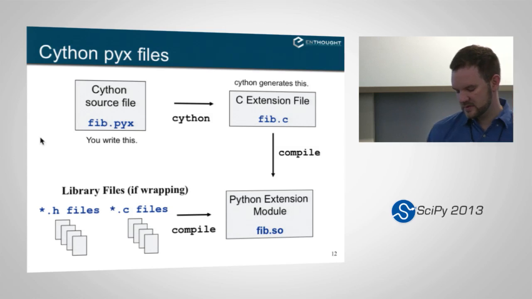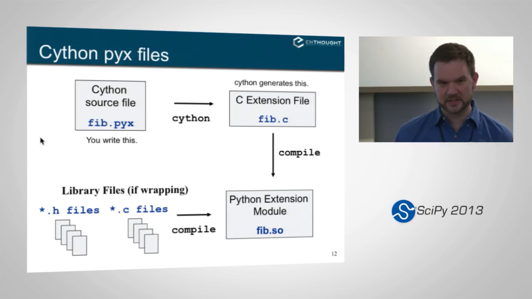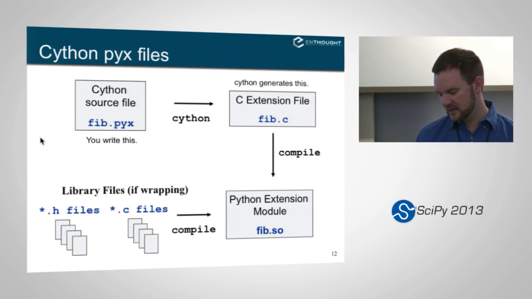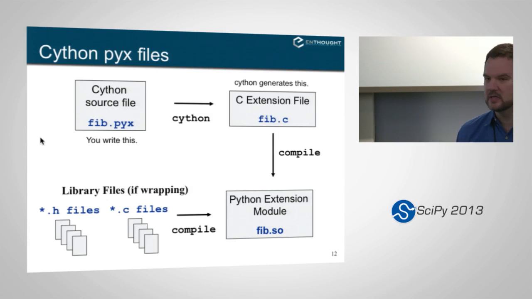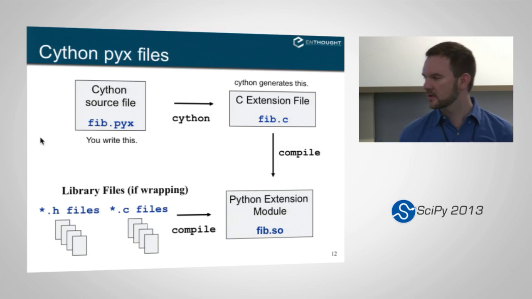Here, if the Cython source code is fib.pyx, it'll spit out fib.c. And then, again, it's up to you or some other tool to compile that C extension module into a Python extension module. On Mac or Linux, it'll be called fib.so, and on Windows, it'll be called fib.pyd, okay?